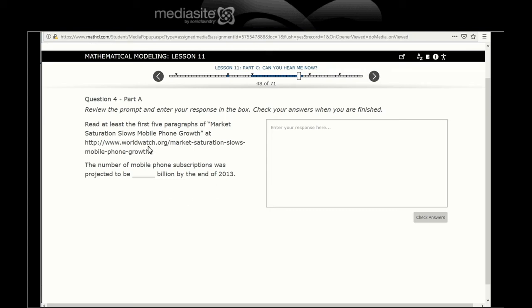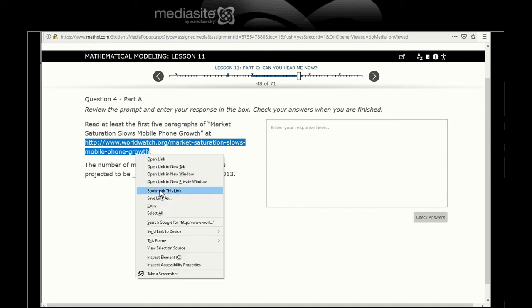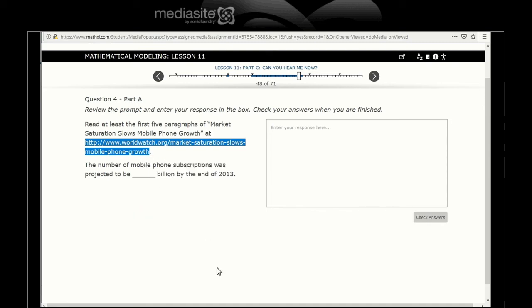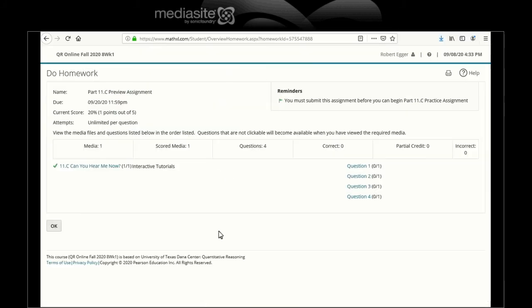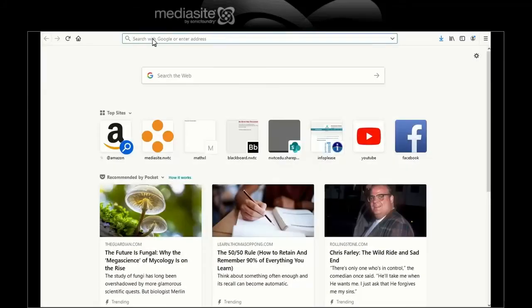Well, let's see. We gotta go find a website. So read at least the first 5 paragraphs of Mark Satcher. Oh, here we go. So let's copy it, minus the period. Copy. And let's pull it up.